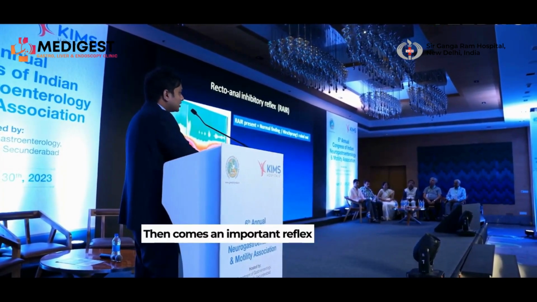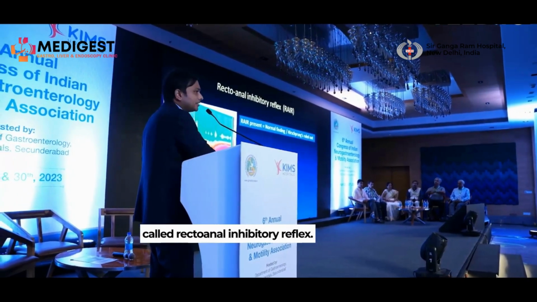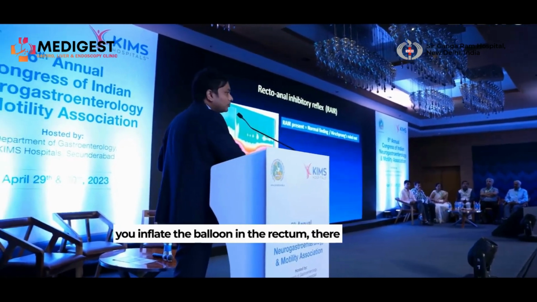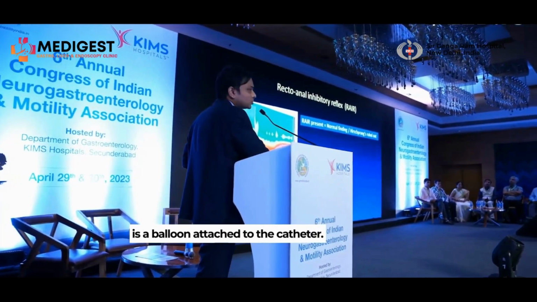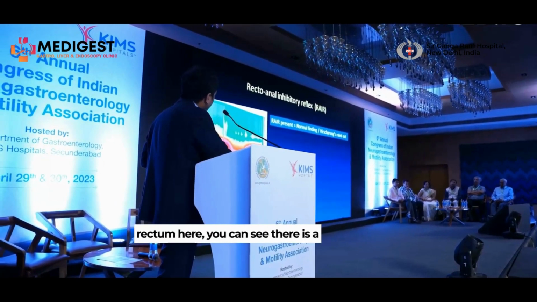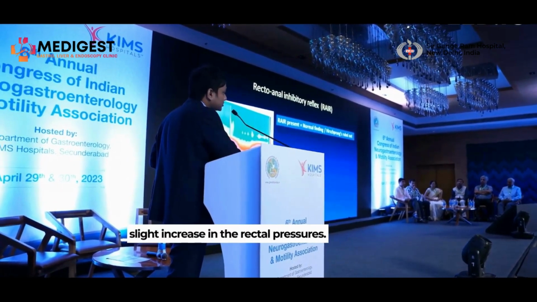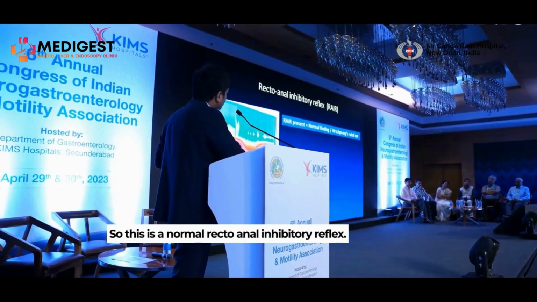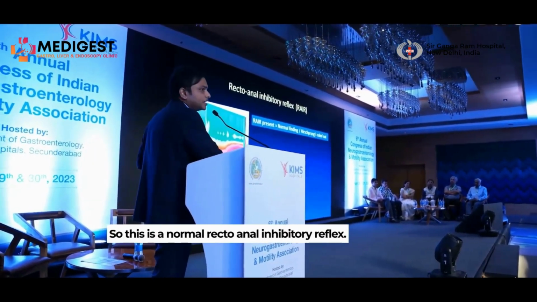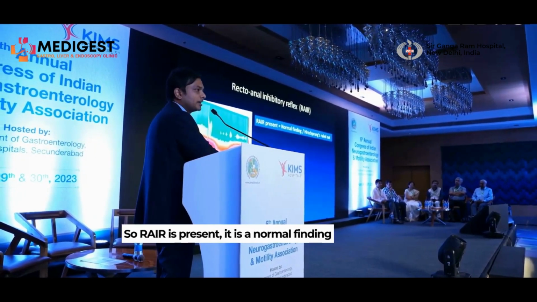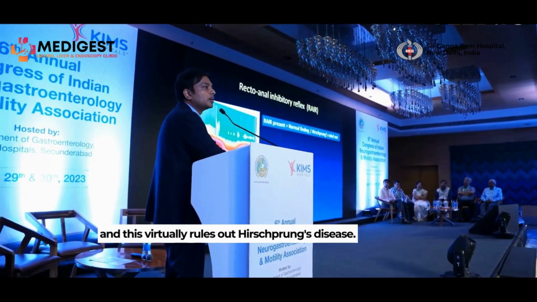Then comes an important reflex called the recto-anal inhibitory reflex. In this, you inflate the balloon in the rectum. There is a balloon attached to the catheter. When you inflate the balloon in the rectum, you can see there is a slight increase in the rectal pressures and a drop in the sphincter pressures. So this is a normal recto-anal inhibitory reflex. So RAIR is present. It is a normal finding, and this virtually rules out Hirschsprung disease.